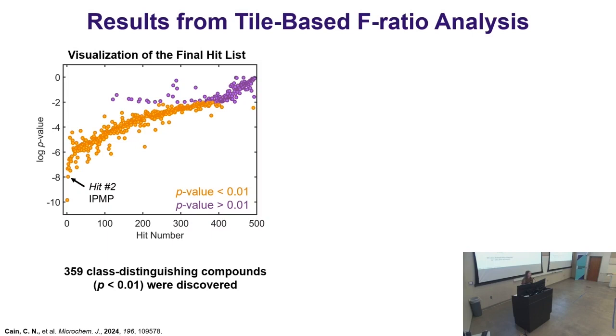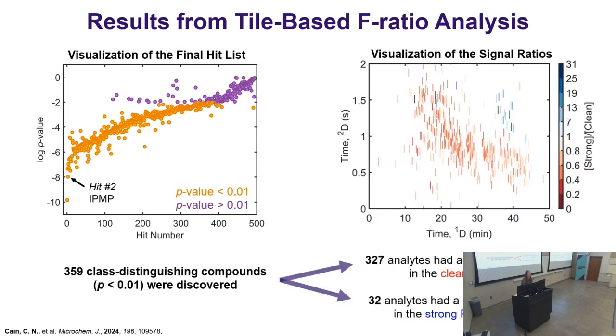We can visualize these 359 compounds based upon their signal ratio. That signal ratio being what was their signal in all the strong coffee samples and what was their signal in all the clean coffee samples divided by one another. So we can visualize that as the signal ratio plot, where we're basically projecting their signal ratio on a window surrounding each one of the peaks.